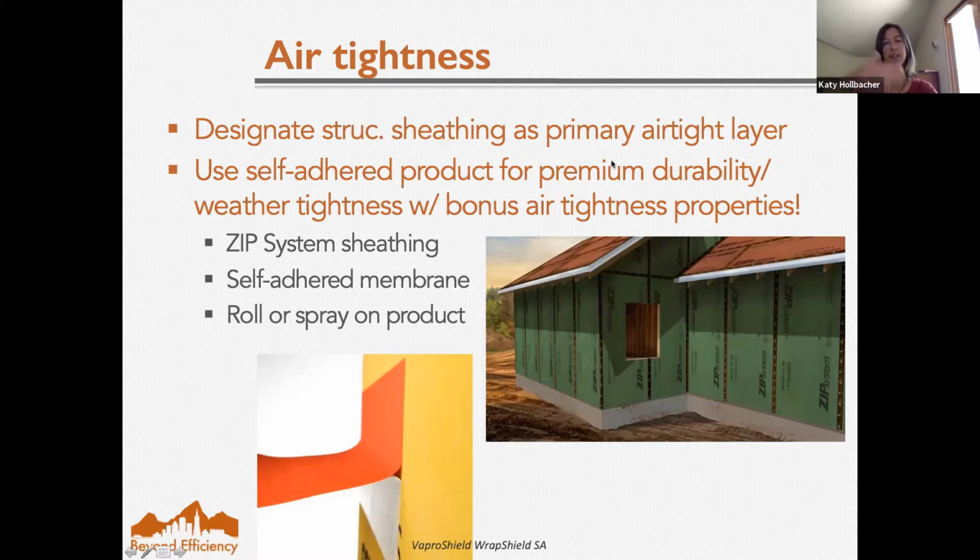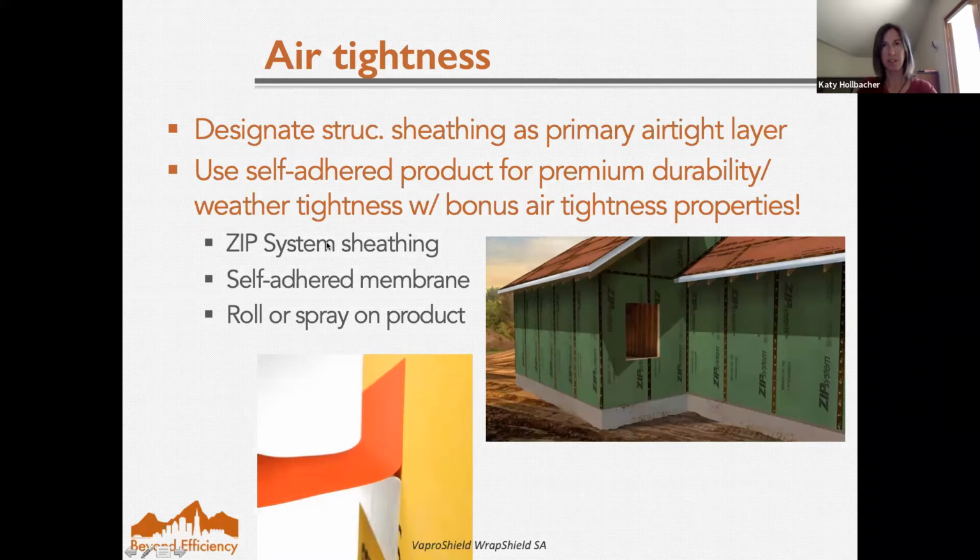So to provide air tightness, again, I really do like designating the structural sheathing as the primary airtight layer. It's adjacent to the insulation. You can protect it with that continuous exterior insulation. It's just a really good strategy for a 100-year wall. And then rather than floppy stuff that can be pulled apart when the wind gets in there, cause rips, I won't name any products, I always very strongly encourage a self-adhered product.